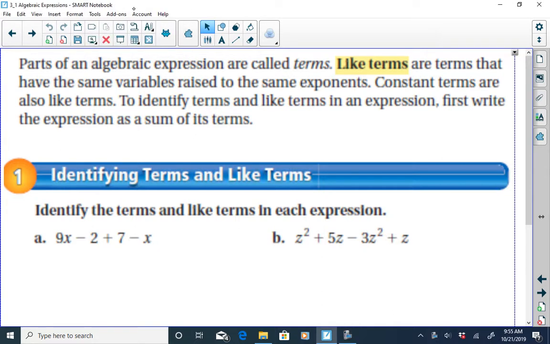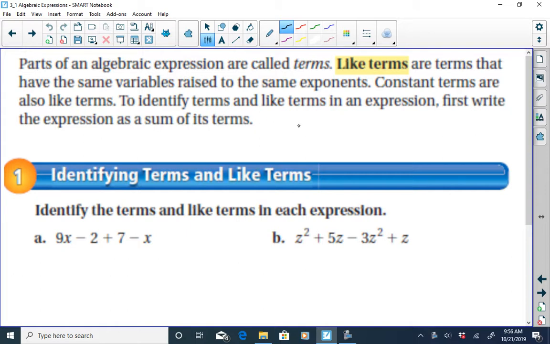The objective of today's lesson is to be able to simplify algebraic expressions and to be able to identify like terms. All right, first, what do we mean by like terms? Well, parts of an algebraic expression are called terms. Like terms are terms that have the same variable raised to the same powers or exponents. Constants are also like terms. Constants are terms that do not have a variable.